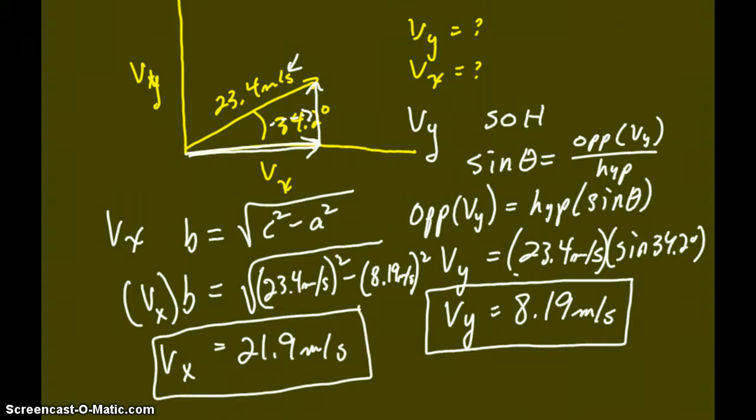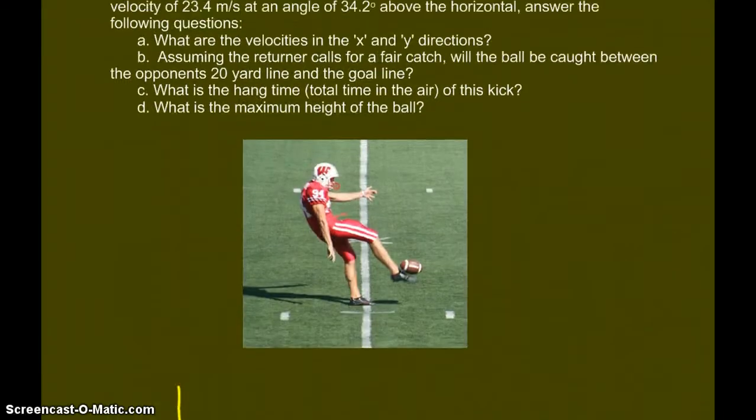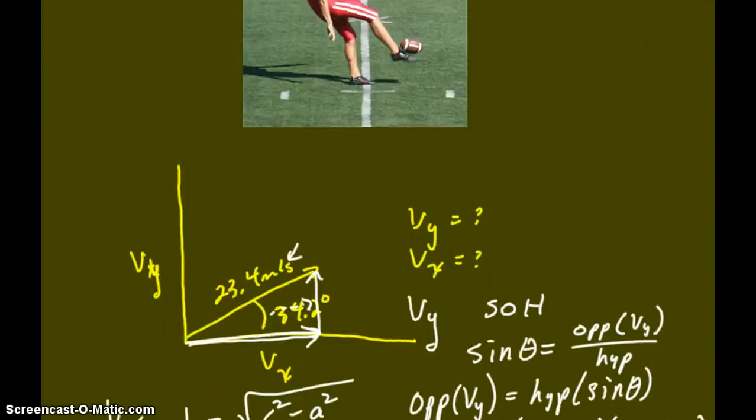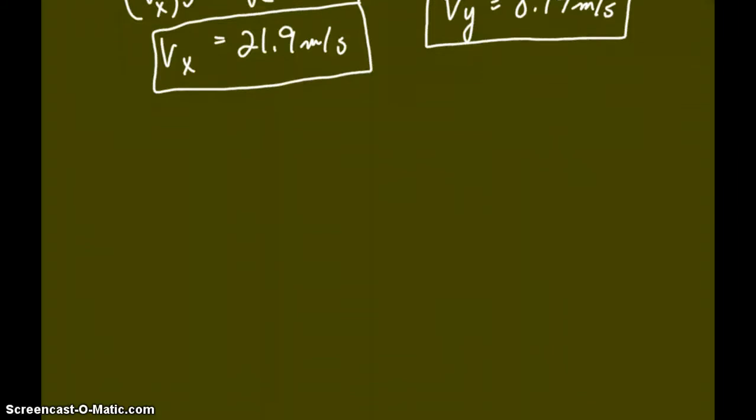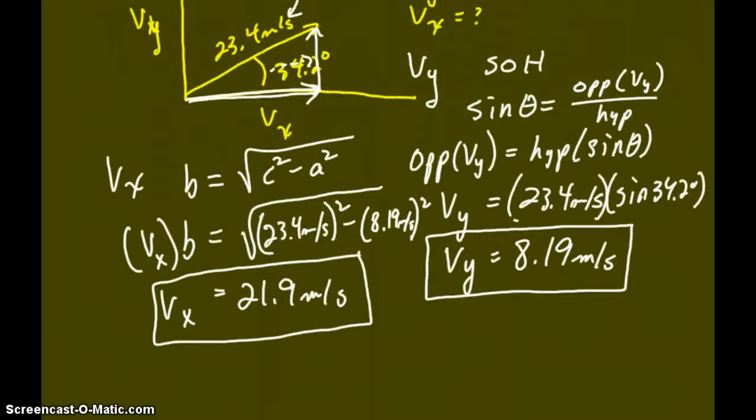Looks to me as though this is going to be a very long but not so high punt. A lot of velocity in the X direction, not much velocity in the Y direction. Okay, so that answers question A. Velocities in the X and Y direction. Assuming the returner calls for a fair catch, will the ball be caught between the opponent's 20-yard line and the goal line? Let's find out. That means that's A. All this was A.